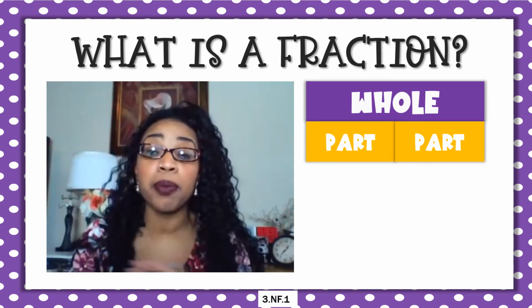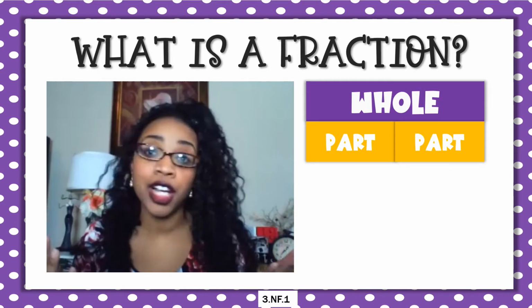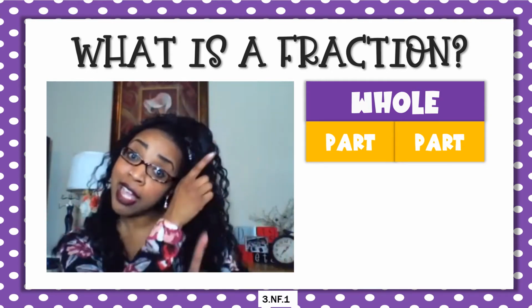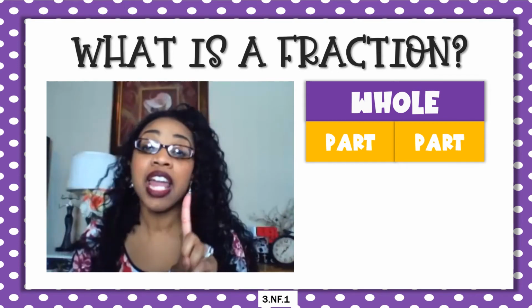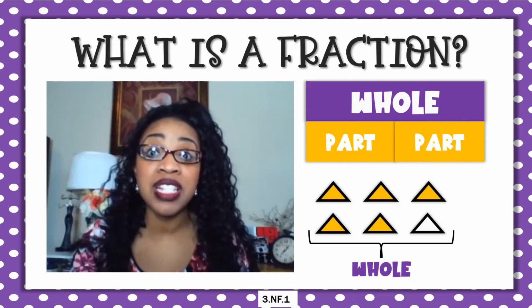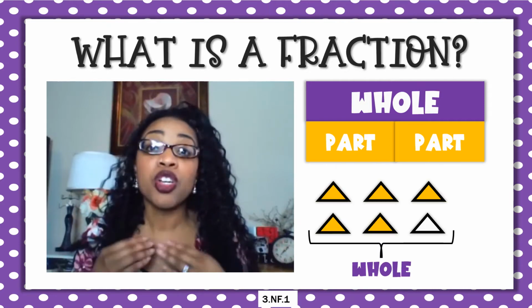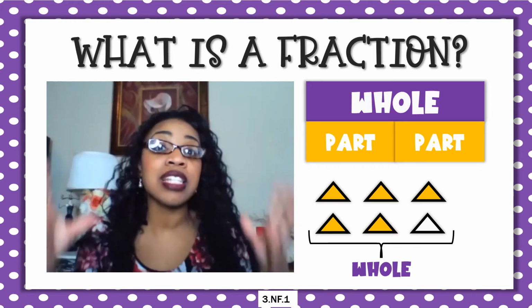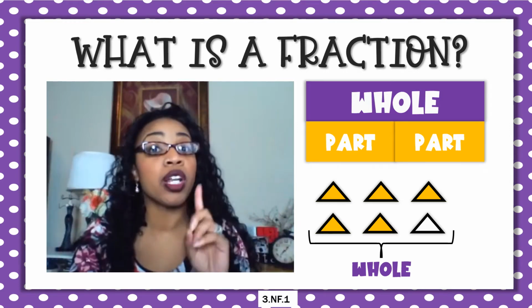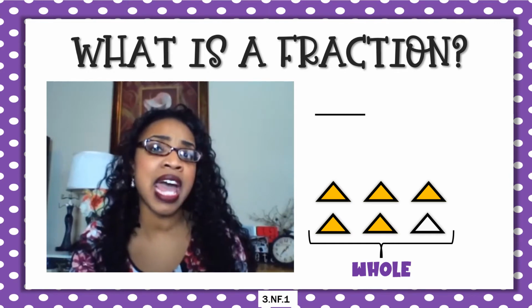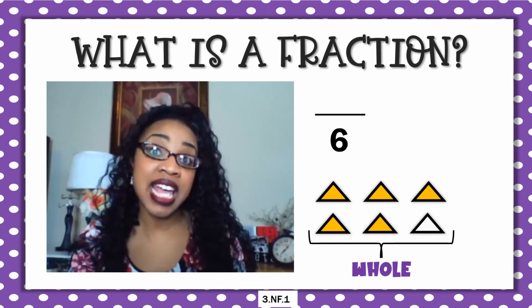A fraction is simply any whole, just like our pizza, broken into parts. So as you see right here, we have one whole and it is broken into 2 parts. Now with wholes, they can be represented in any form. So as you see right here, we have 6 triangles. All together, they make up one whole. So the total amount of triangles I have in my image is 6.